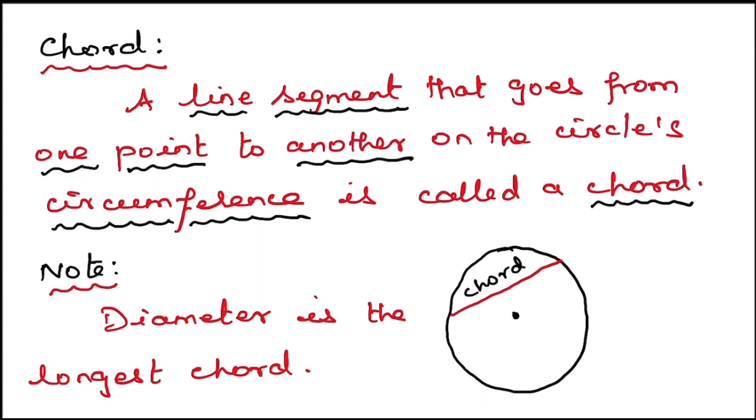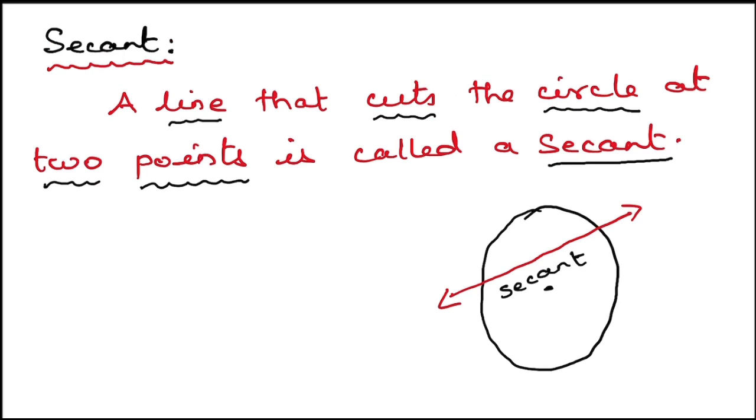Next, chord. A line segment that goes from one point to another on the circle circumference is called a chord. Any line drawn from one point to another point on the circumference is a chord. The line can be drawn touching the midpoint or without touching it. That is a chord. Every diameter of a circle is the longest chord, but every chord of a circle is not a diameter.